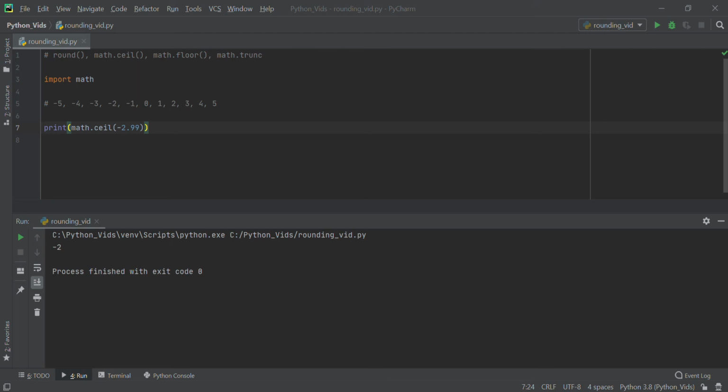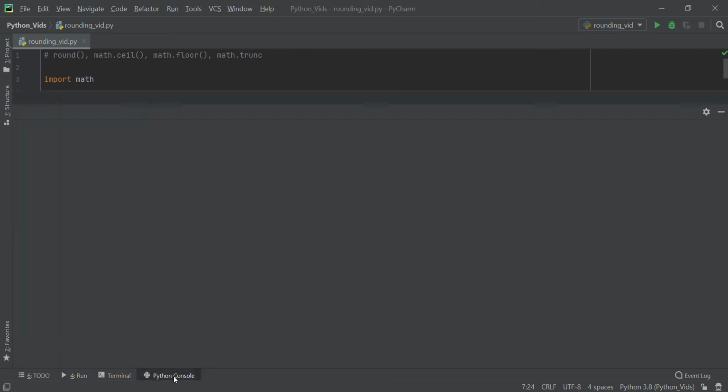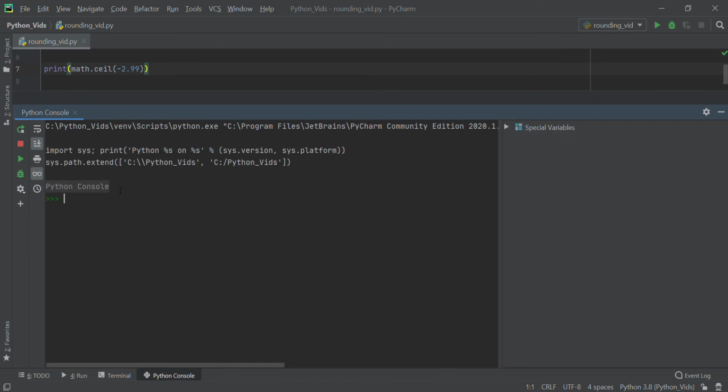For good measure, let's go back to our console and check the type of value we're getting when we do a ceiling. So type math.ceil of some number, and of course it is an integer.